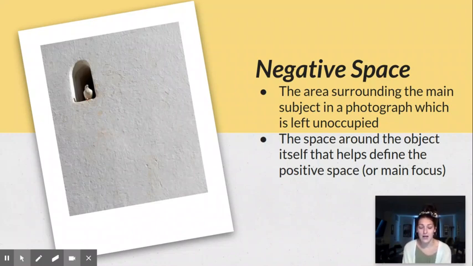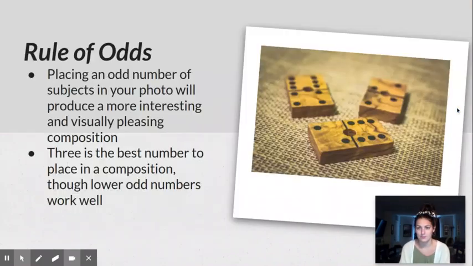Negative space defines and emphasizes the main subject of a photo, drawing your eye to it. It provides breathing room, giving your eyes somewhere to rest and preventing images from appearing too cluttered. This adds up to a more engaging composition. So sometimes less is more.